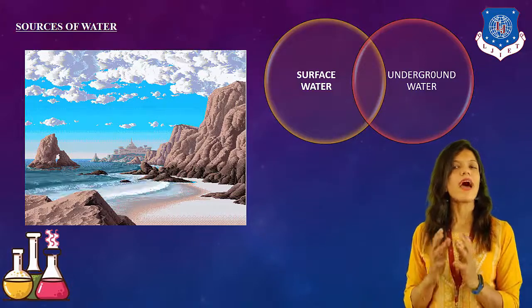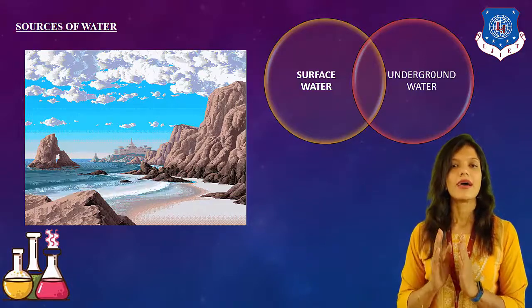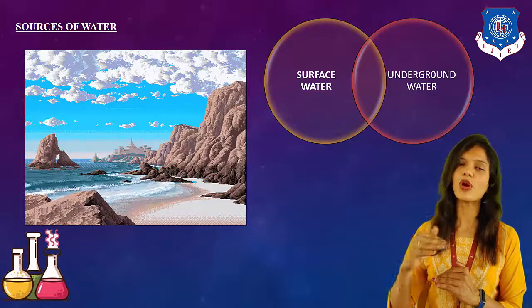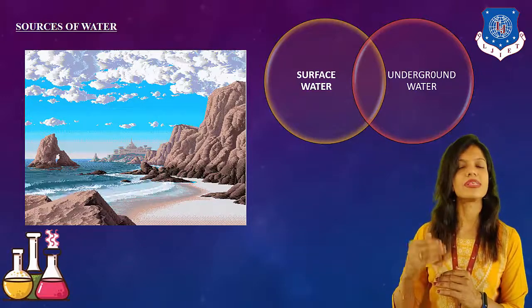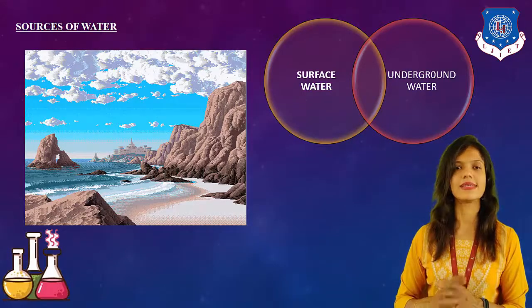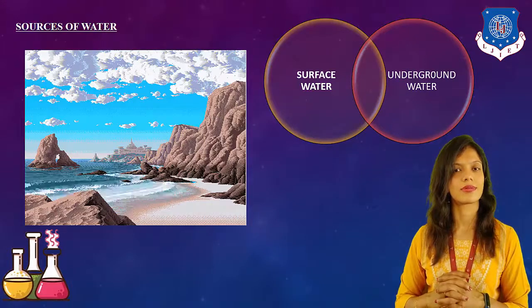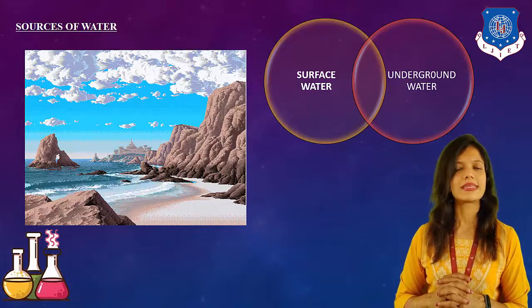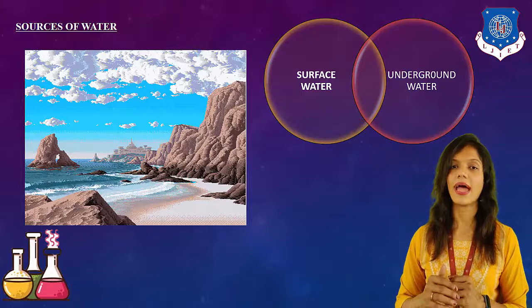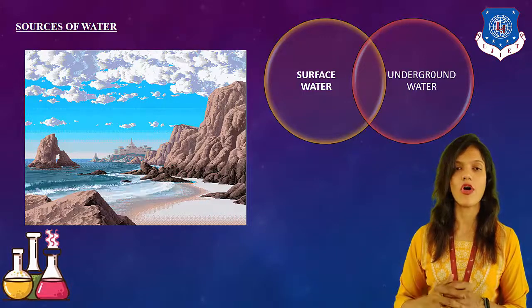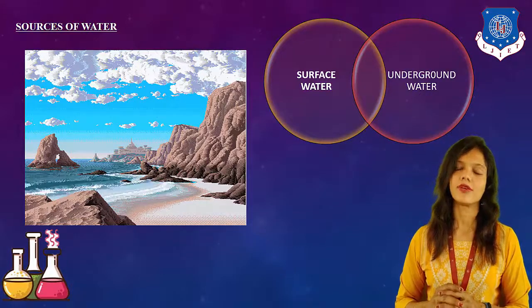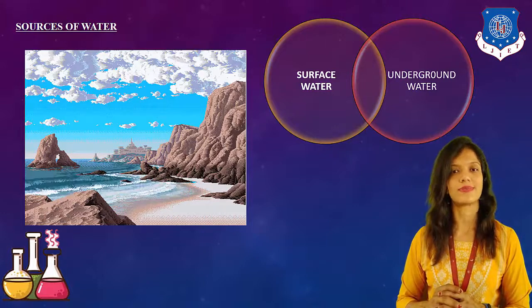Here, if we find it above the Earth's surface, then it is referred to as surface water, and if we find such kind of water below the Earth's surface, then it is referred to as underground water. Okay, now let's take a look at the examples of surface water and the examples of underground water. Let's begin with the first one, which is surface waters.